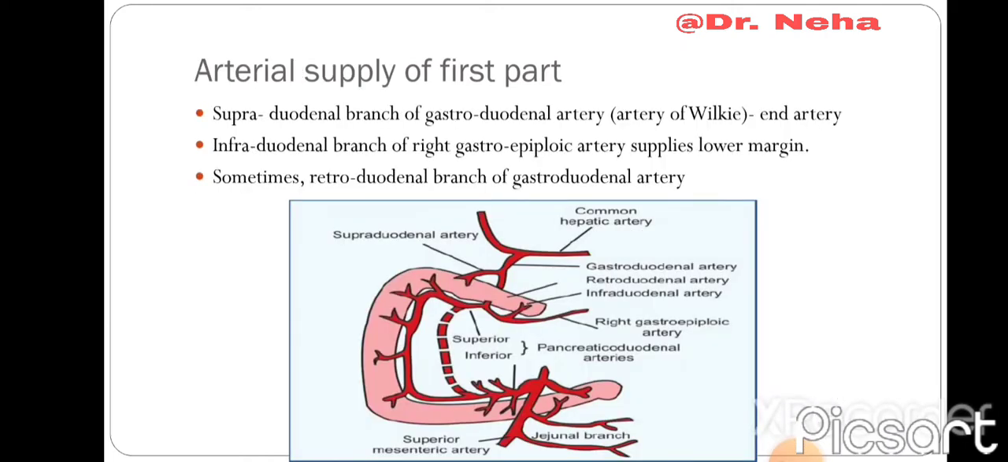Now the arterial supply of the first part. It is supplied by the supraduodenal branch of the gastroduodenal artery, which is also known as the artery of Wilkie. It is an end artery. Also by the intraduodenal branch of the right gastroepiploic artery, which supplies the lower margin. Sometimes the retroduodenal branch of the gastroduodenal artery also supplies this first part.